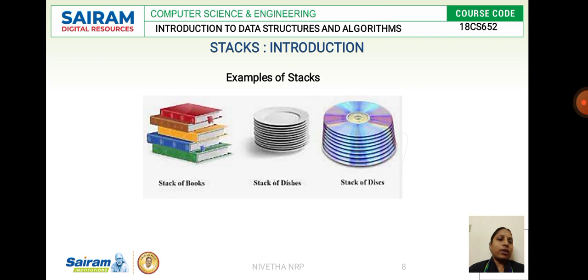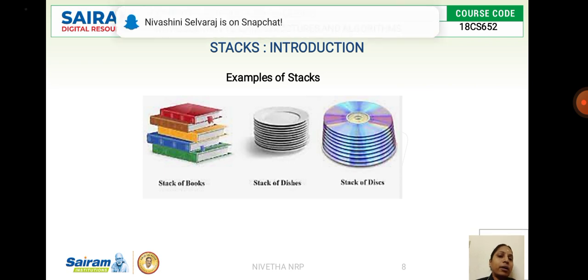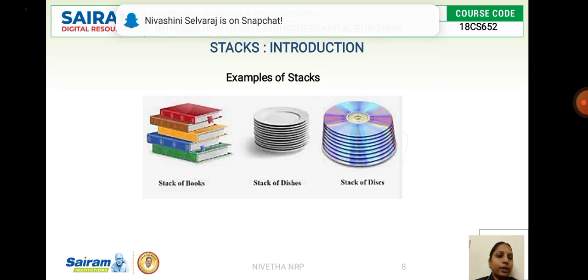The examples of stacks are here: the stack of books, stack of dishes, and stack of discs. This is a real-time example we would have experienced. When I want to remove a book, what is the first book that has been arranged? The green book was the first book. Then above that green book I arranged a blue book, then a yellow book, a brown book and a red book. So when I want to remove a book, the last inserted book was the red book, so I'll be removing the red book first, followed by the brown book, followed by yellow, blue and green. This is the concept of stack.